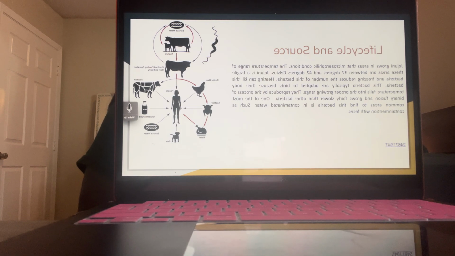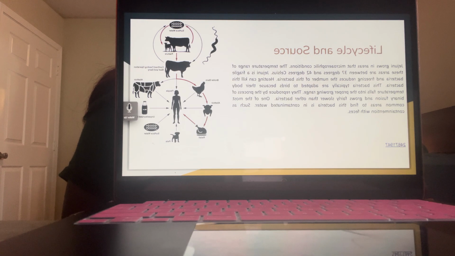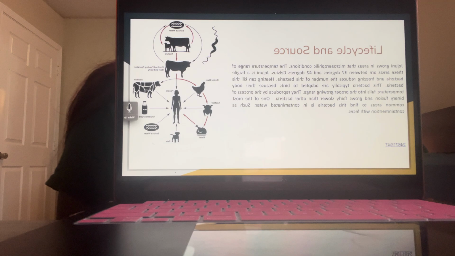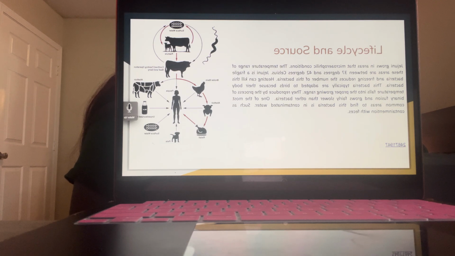42 degrees Celsius. This is a very fragile bacteria, and freezing can reduce the numbers of this bacteria, but it will not kill this bacteria. Heating can kill the bacteria. This bacteria is adapted to birds because of the bird's body temperature. The bird's body temperature is about 40 to 42 degrees Celsius, and that falls perfectly in the range of what this bacteria likes to grow in.